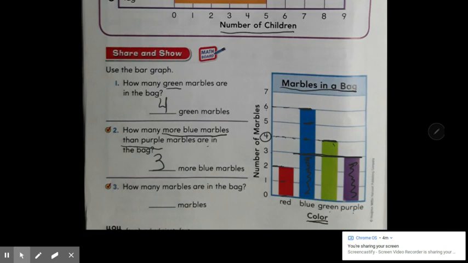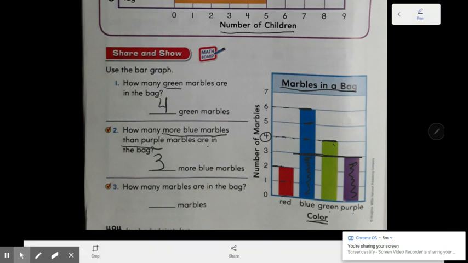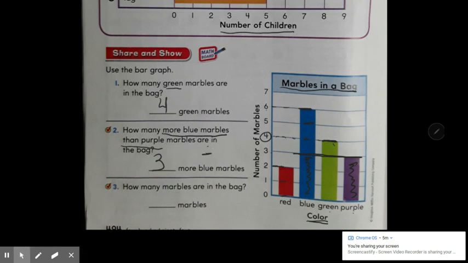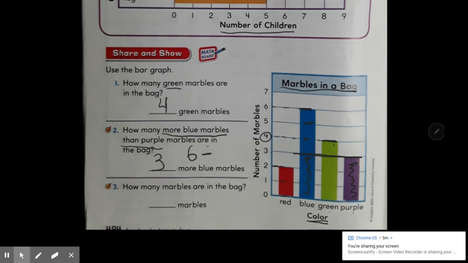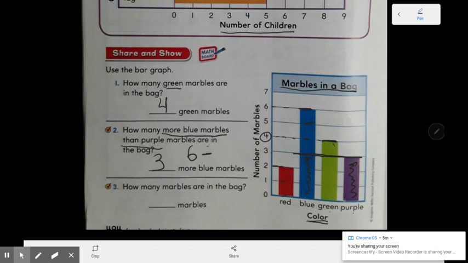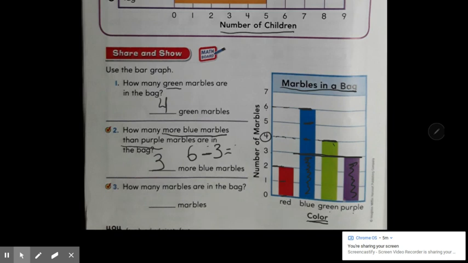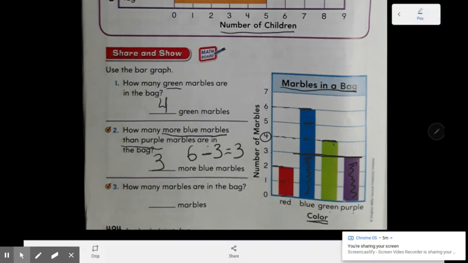Another way that we can do this is because they're asking you for the difference between the blue and the purple. So when they say the difference, they're asking you to subtract. Now, when we subtract, we always start with the number that has the greatest value. In this case, the blue has 6. It's the one that has the greatest. And then we take away the one that we want to know the difference with, which is the purple, which is 3. And 6 take away 3 equals 3. So see how we got the same answer? Same thing. You can look at the bar and draw your line, or do the number sentence, and that will still work.